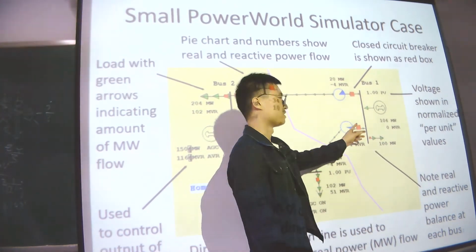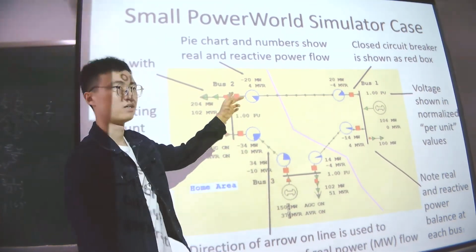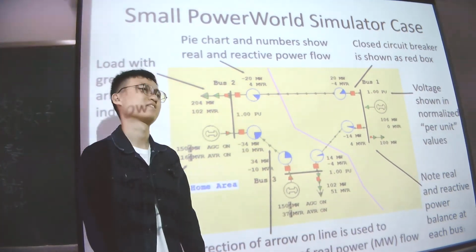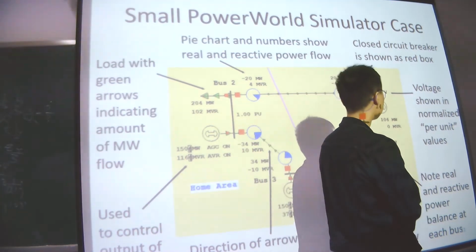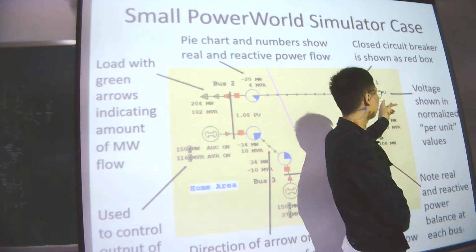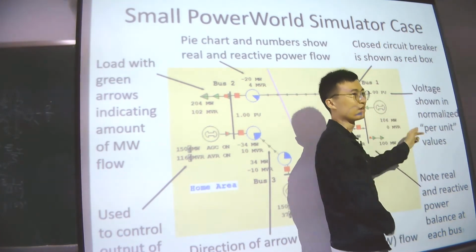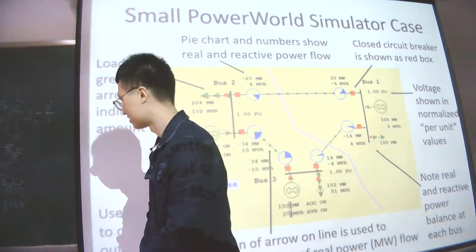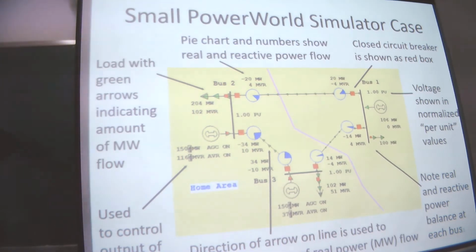But if there are no circuit breakers, everybody will get affected in voltage. So this is the voltage here. It shows the per unit values, the normalized values. So do you know the per unit? Actually it's also artificial. It does not exist in nature.